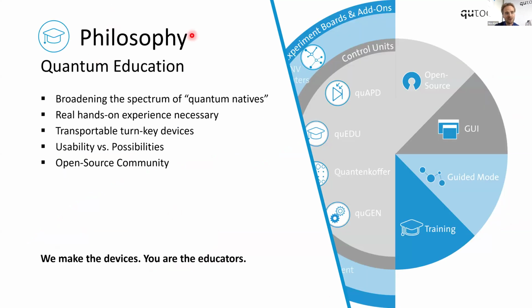That's also the philosophy. You can see a little bit more about the philosophy of our quantum education part on this slide. And how are we going to achieve this goal of getting younger students, younger pupils, high schools, into contact with quantum systems? How do we do this?